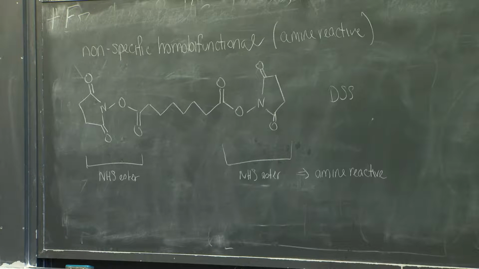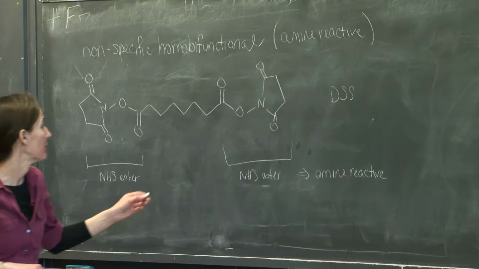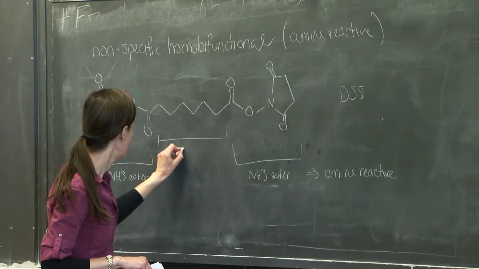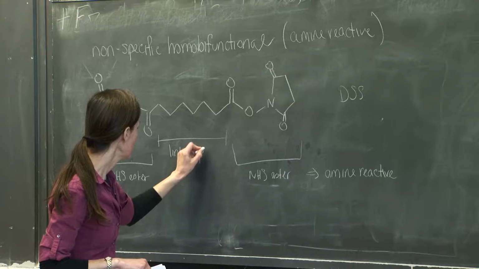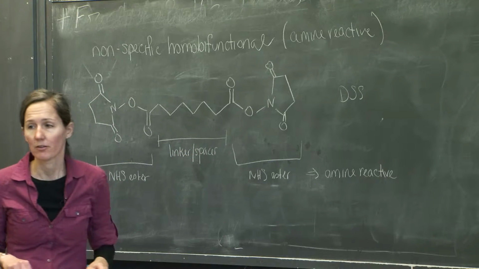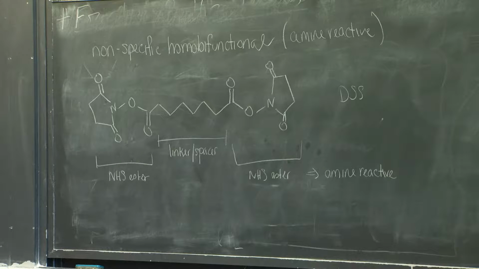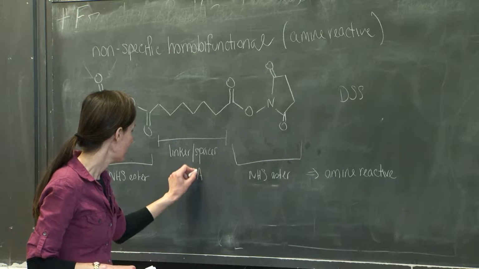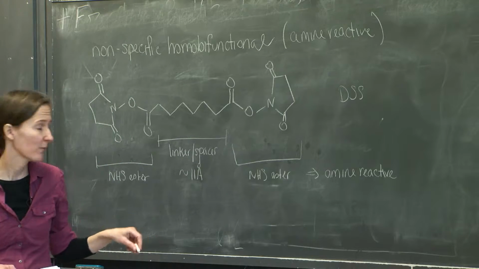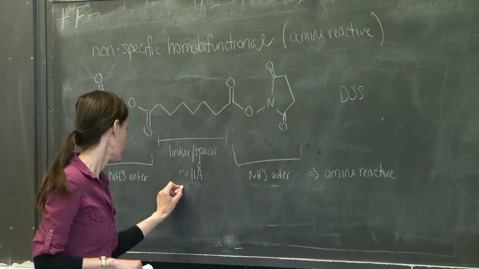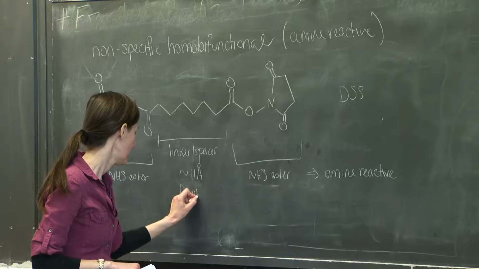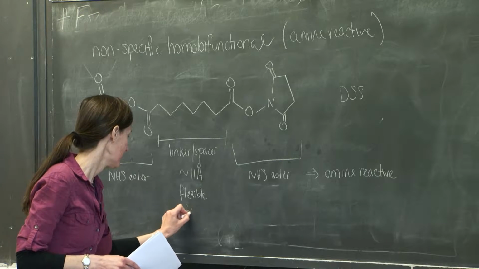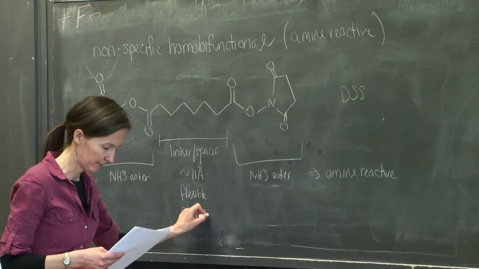What's the product of reacting an alpha amino group or a lysine epsilon amino group with an NHS ester? We get an amide bond. And then we have this linker or spacer region. So two amine reactive groups and a linker or spacer. In this particular case, this linker or spacer is about 11 angstroms, and it's flexible. And it's stable, and cannot be cleaved here.